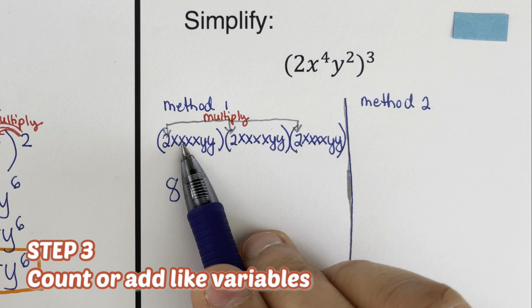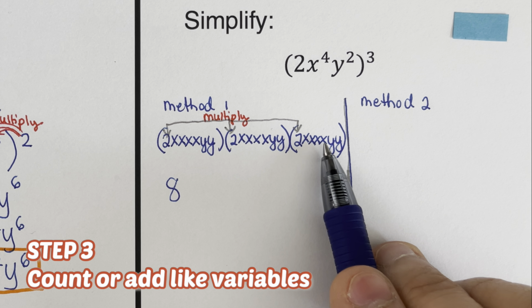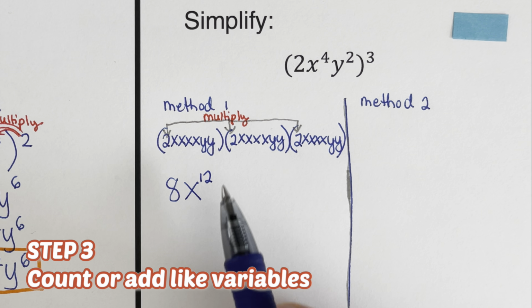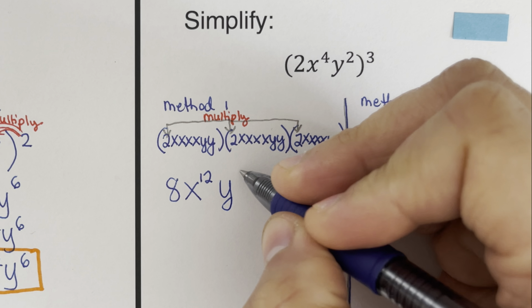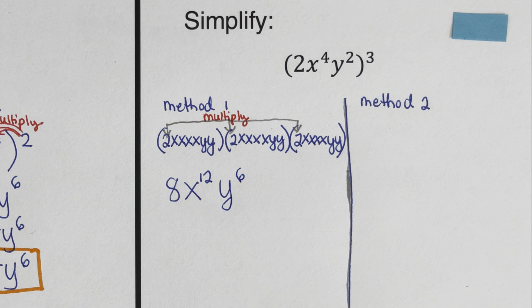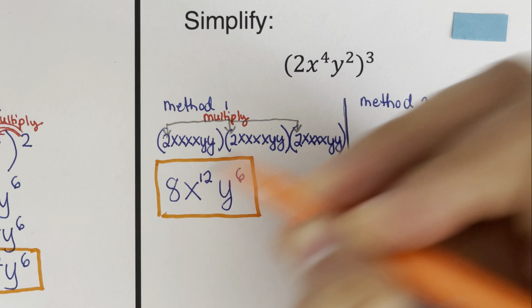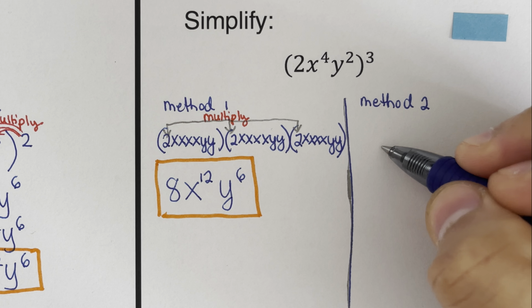So that would be 1, 2, 3, 4, 5, 6, 7, 8, 9, 10, 11, 12. So that is x, 12 x's. And then the y's, 1, 2, 3, 4, 5, 6. There are 6 y's. So this is the simplified version of this exponential expression that we have up there. Now we can use method 2 here. So I'm just going to go ahead and rewrite this.